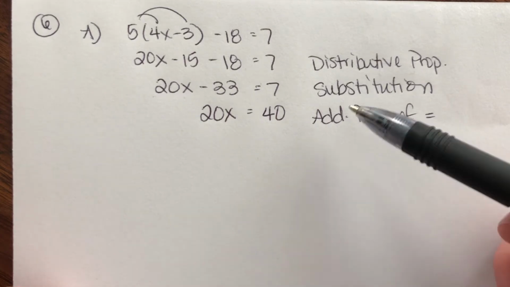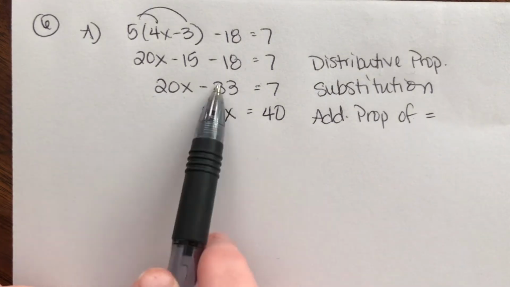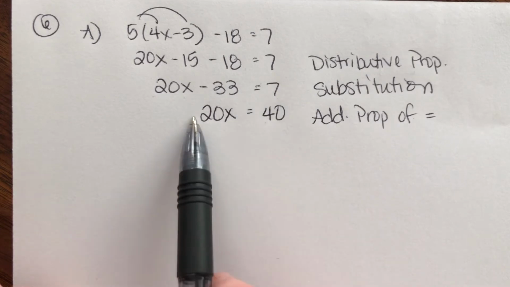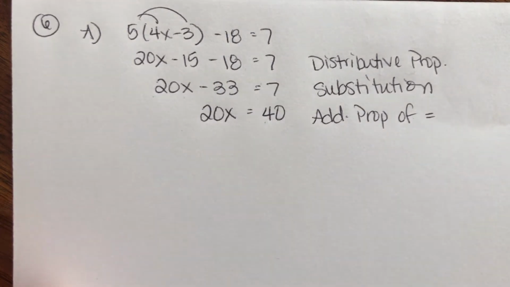But instead of having it in two different steps, I'm lazy, I want to condense everything. So I'm just going to go ahead and do it in my head. And I'm going to add 33 on both sides in my head, and write the answer down. How did I get this answer? I added 33 to both sides. So that's the addition property.